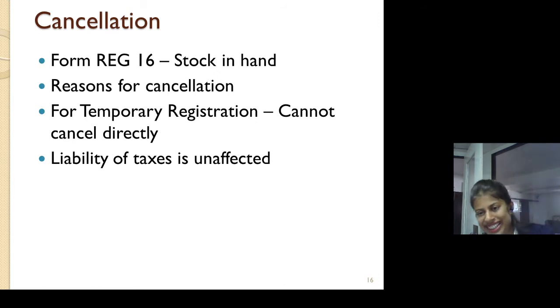This is an exception. And even if the registration is cancelled by any person or due to any reason, the liability of tax, the authority of government to collect your taxes is not affected. Till the date of cancellation, till all dues are cleared, even if your registration number is cancelled, you would continue to be liable to tax, interest, penalty, everything.